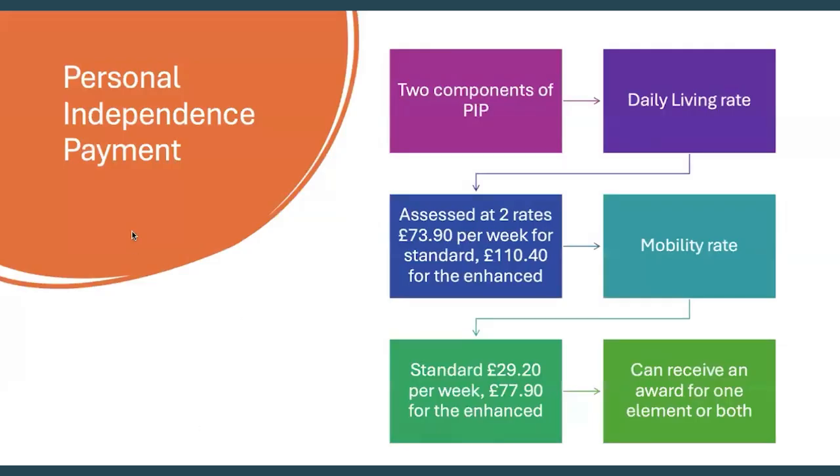So similarly with DLA, there are two rates. As we've mentioned, there's the daily living rate, which is assessed at two rates, £73.90 for the standard rate and £110.40 for the enhanced. And similarly with the mobility, there's the standard rate of £29.20 and £77.90 for the enhanced rate. And as with DLA, you can receive all sorts of mixtures of components.